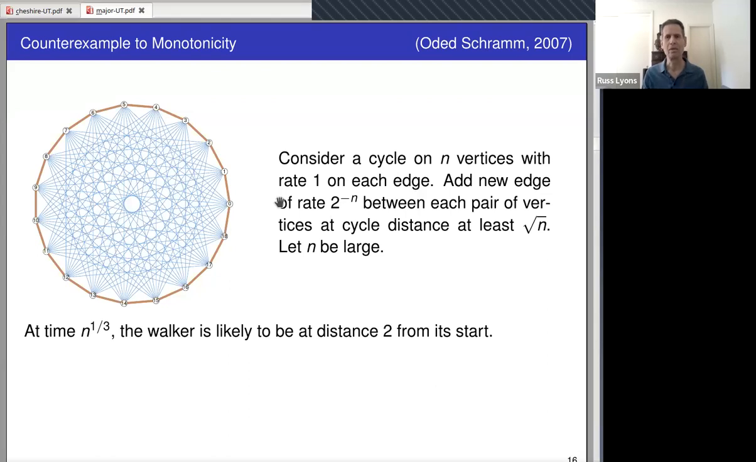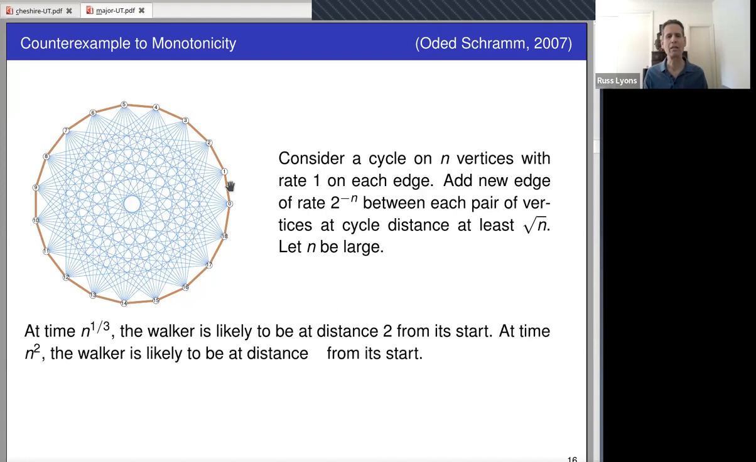Well, it's 2. This graph has diameter 2. N to the 1/6 is less than square root of n. You're not going to have a new blue edge there, but you can go to the opposite side and then back. Okay? So at time n to the 1/3, the expected distance is pretty close to 2. How about a time n squared?